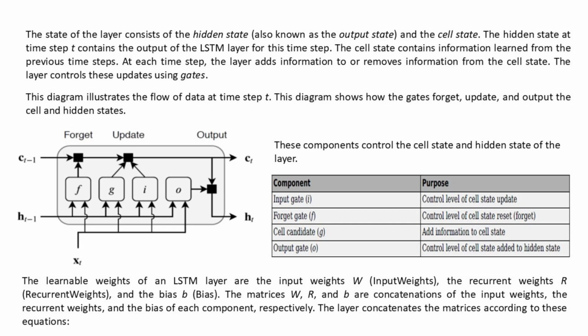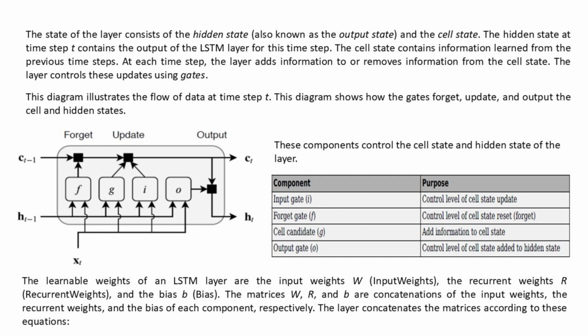The state of the layer consists of the hidden state, also known as the output state, and the cell state. The hidden state at time step t contains the output of the LSTM layer for this time step. The cell state contains information learned from the previous time steps. At each time step, the layer adds information to or removes information from the cell state. The layer controls these updates using gates.